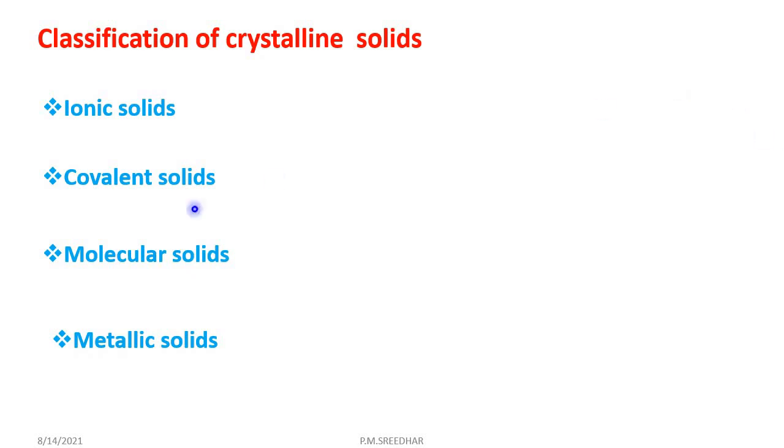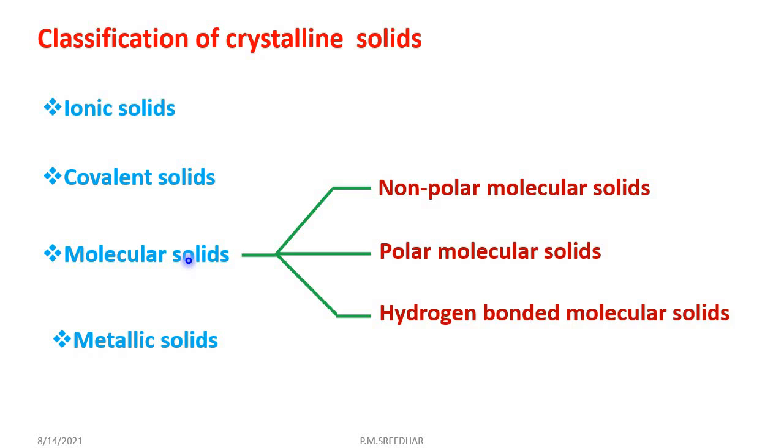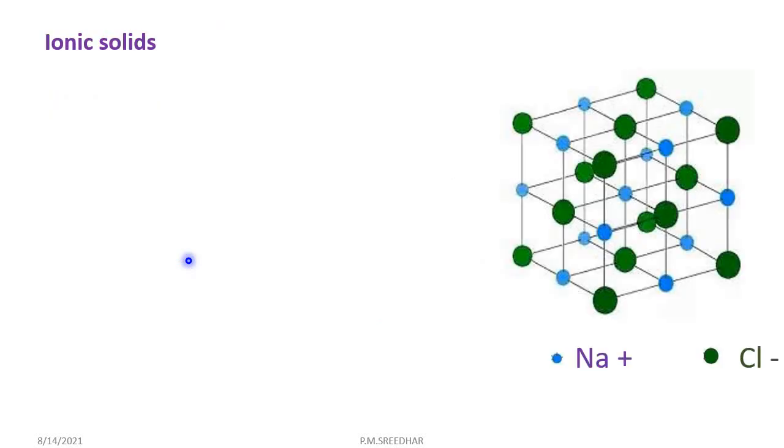Whereas the molecular solids are further classified into non-polar molecular solids, polar molecular solids and hydrogen bonded molecular solids. Ionic solids. What are ionic solids? This is a lattice structure consisting of blue color Na plus cations and green color Cl minus anions. A solid constituted by cations and anions is known as an ionic solid. Therefore, sodium chloride is an ionic solid.